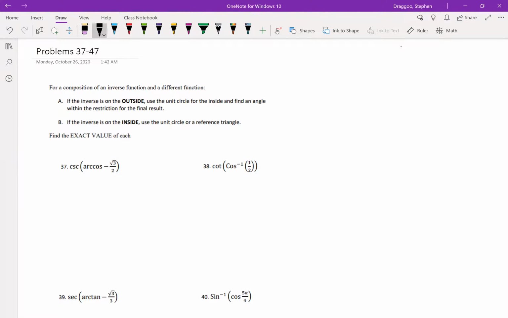Since we've already looked at all of the inverse trig values for unit circle numbers, we know that the arc cosine of negative root 3 over 2 is 5 pi over 6. And once I know that, then I can just take the cosecant of 5 pi over 6 and get 2. Since the sine value of 5 pi over 6 would be 1/2, and cosecant is just the reciprocal of that, so 2 over 1.